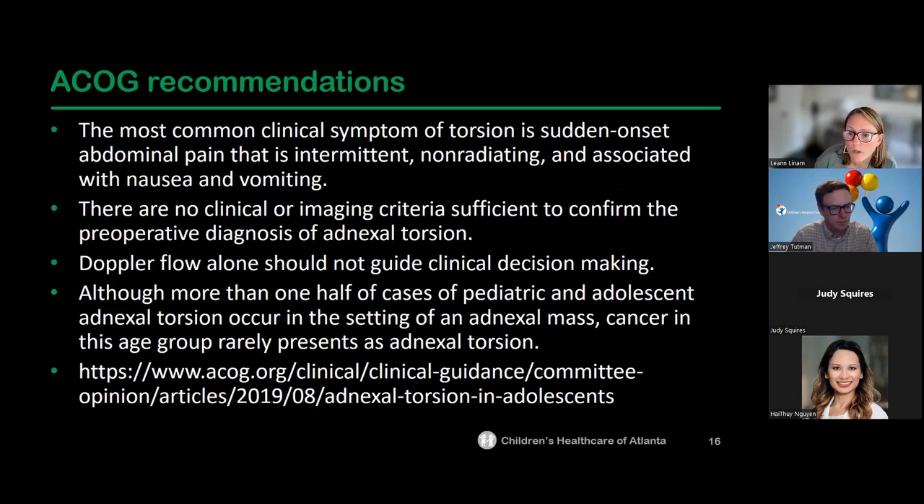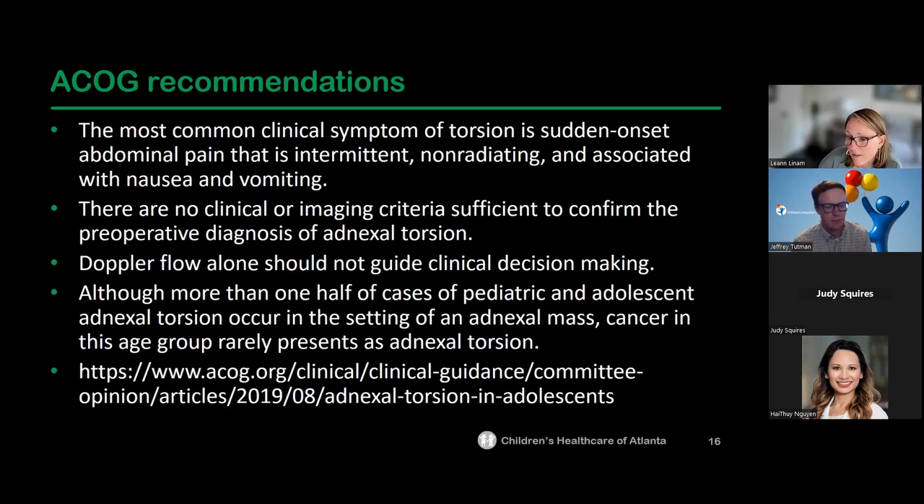So when you look at the American College of Obstetrics and Gynecology recommendations on pediatric torsion, you know, exactly what I talked about earlier. The most common symptom is sudden onset abdominal pain that's intermittent and associated with nausea and vomiting. And they say there are no clinical or imaging criteria sufficient to confirm the preoperative diagnosis of adnexal torsion. And the Doppler flow alone should not guide clinical decision making.